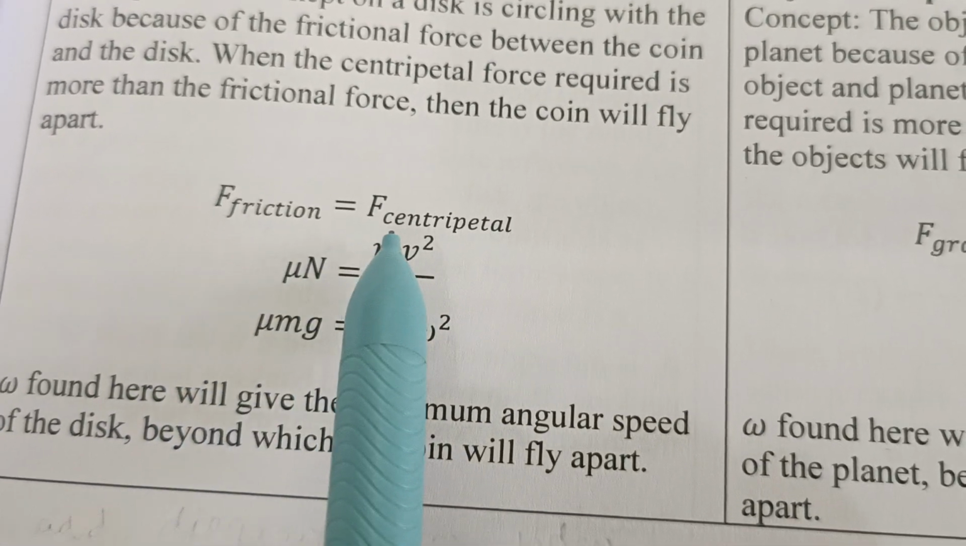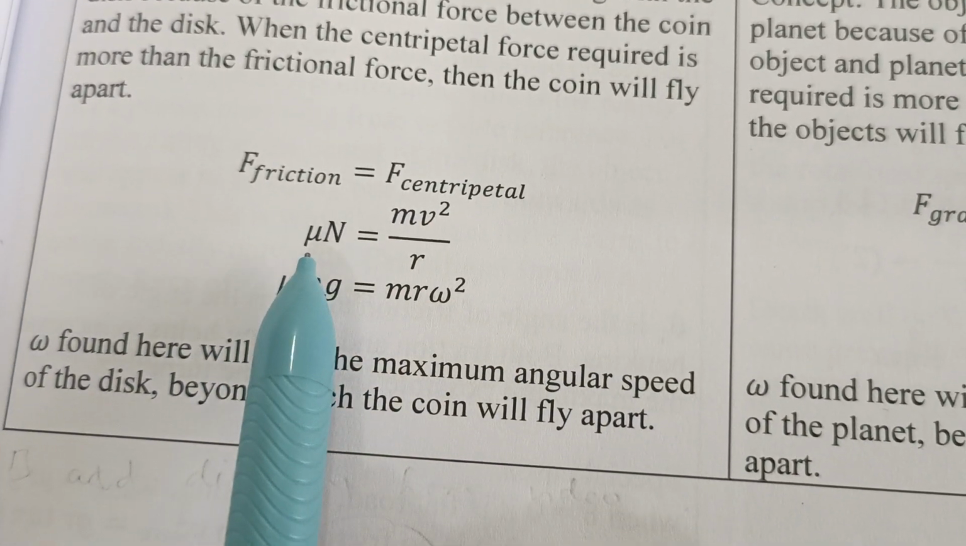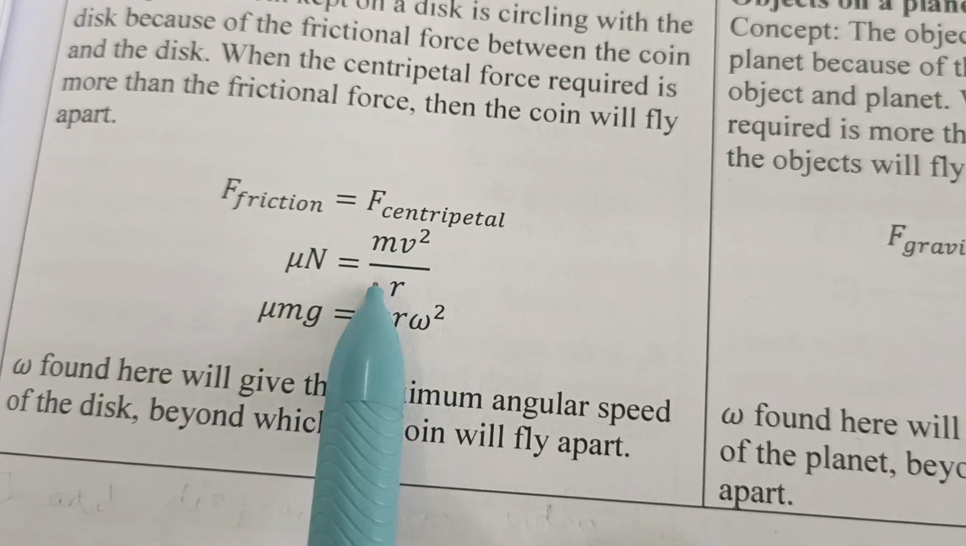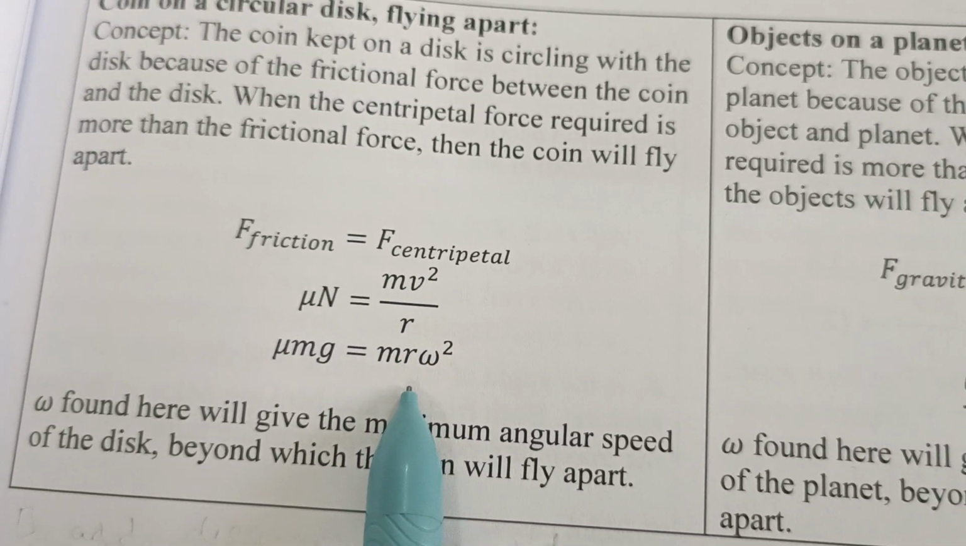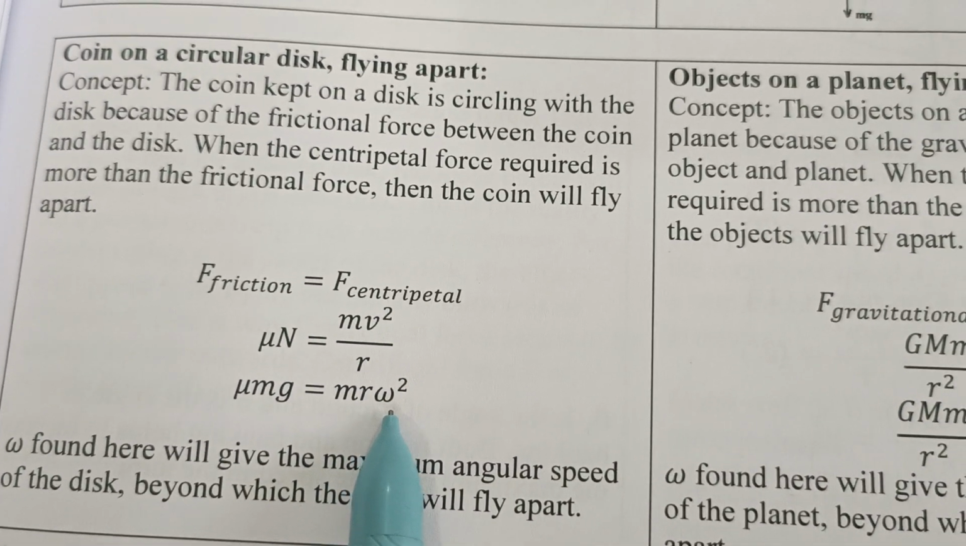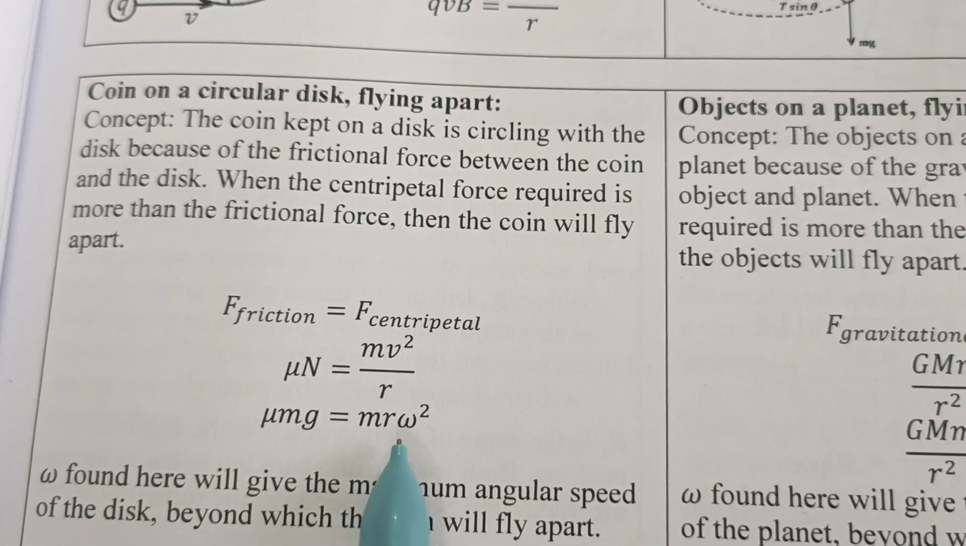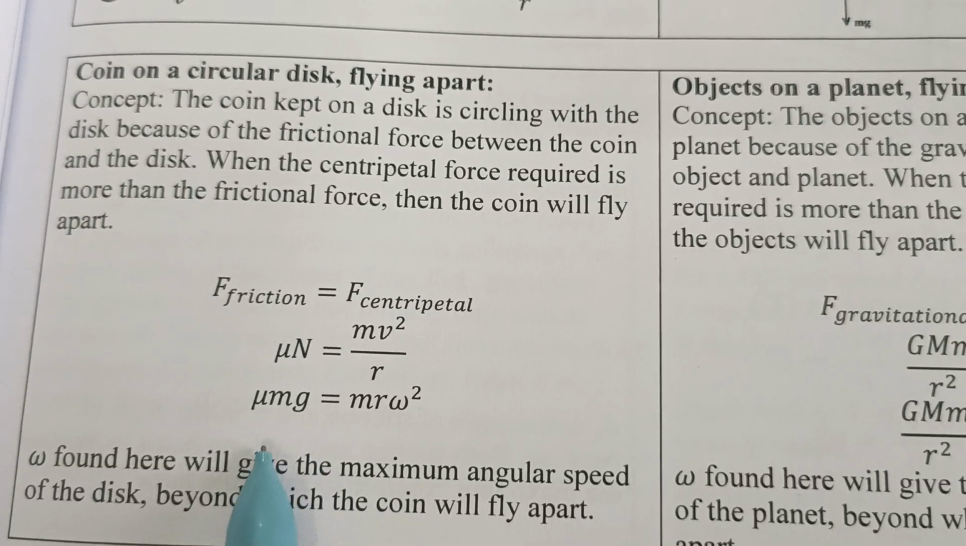F friction is equated to the centripetal force. Frictional force, you know, is mu into N. N is mg. For centripetal force, instead of using m v squared by r, you can say m r omega squared, because we are dealing with angular speed here. The m cancels, so I'll be getting omega squared is mu g divided by r.